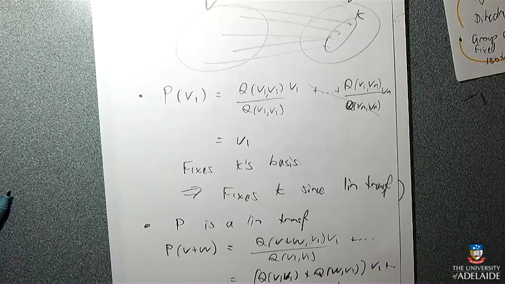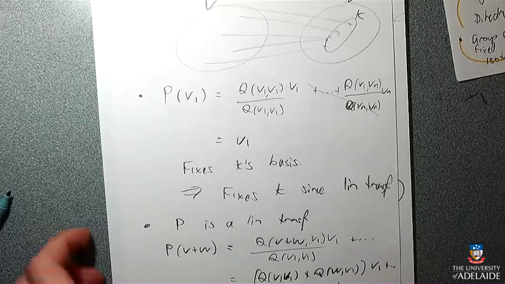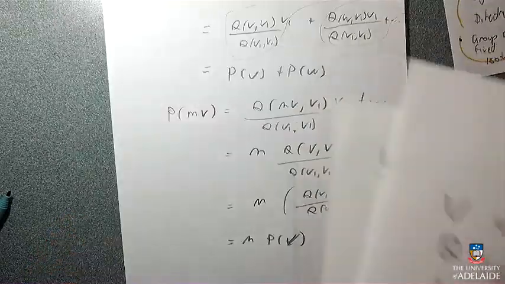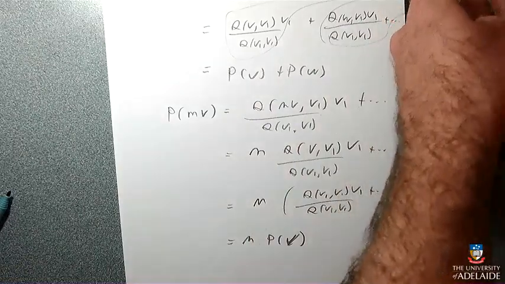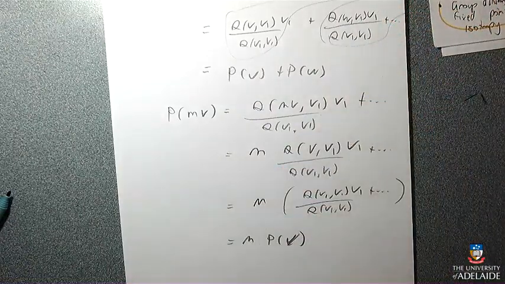Because of its linear transformationness. That'd be a cool little part A of an exam question, I reckon. If I was writing an exam question: prove that if a linear transformation fixes a set of vectors, it must fix its span as well. Sorry? Well, you can do it now. You can do exactly what I did here.